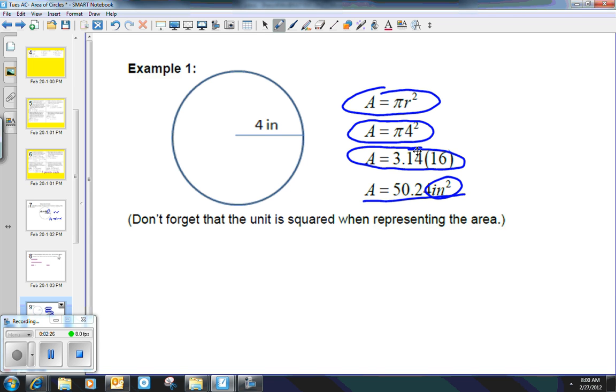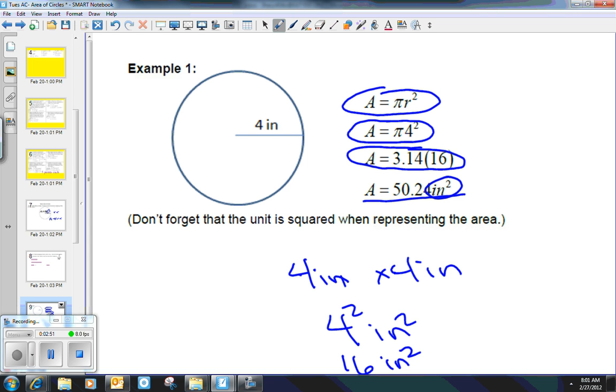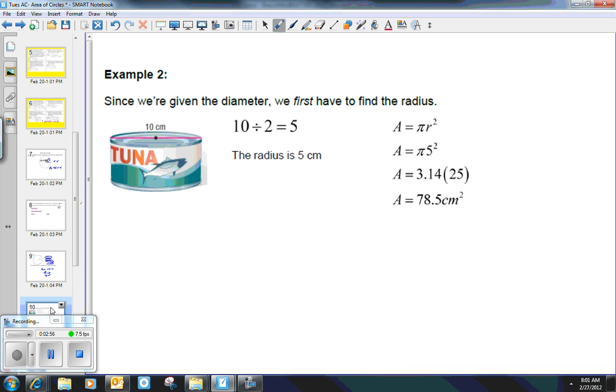Now the inches squared part is because when we multiply the radius, 4 inches times 4 inches, this would be 4 squared inches squared. So you see how you're taking 4 times 4? It gives you 4 squared. If we take inches times inches, it gives us inches squared. So when we actually multiply this out, it ends up being 16 inches squared. That's where the inches squared comes from, or the squared part in the area label.